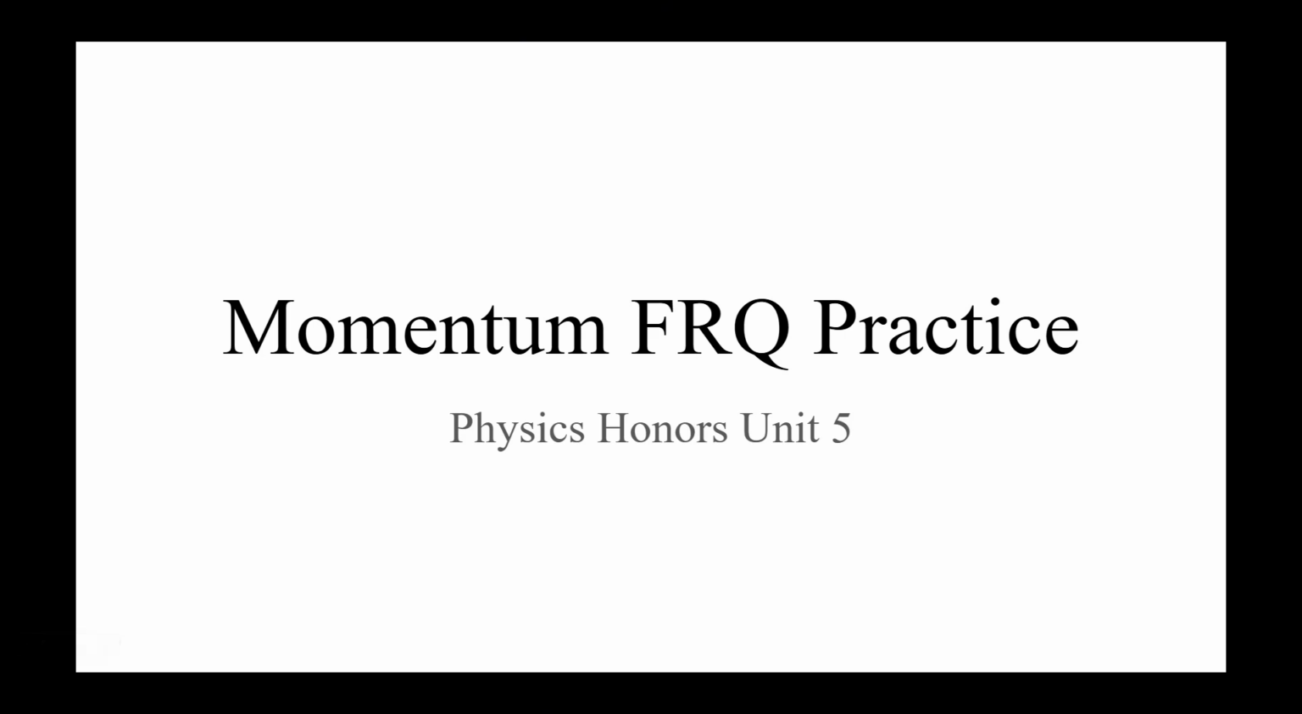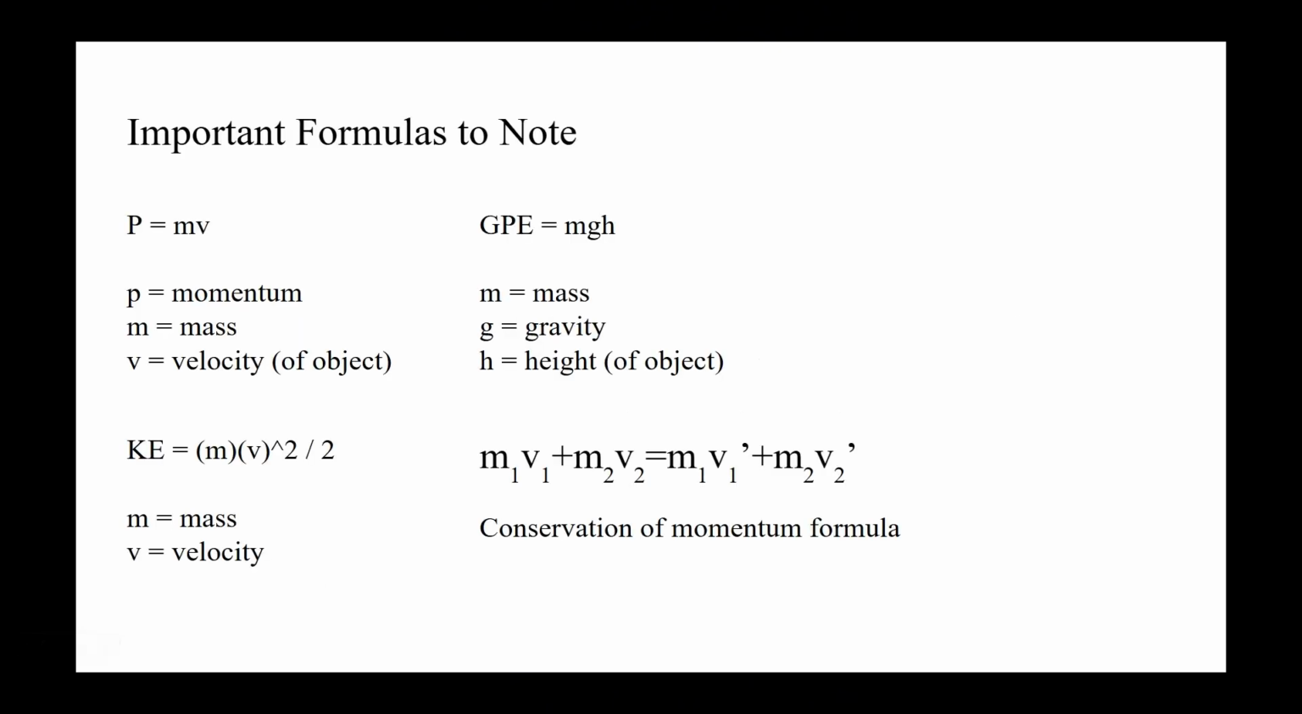So this is Momentum FRQ Practice from the Physics Honors Unit 5 curriculum. Here are some important formulas to note. Momentum, know that the variable used for momentum is P. We have kinetic energy, gravitational potential energy. I know these formulas were from last unit, but you will be needing them in this FRQ.